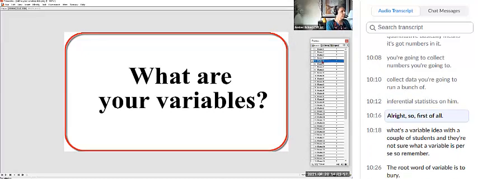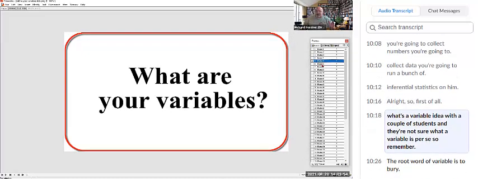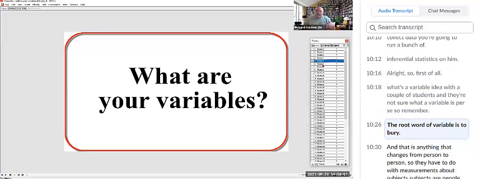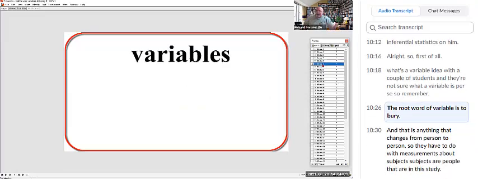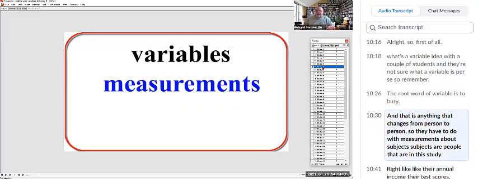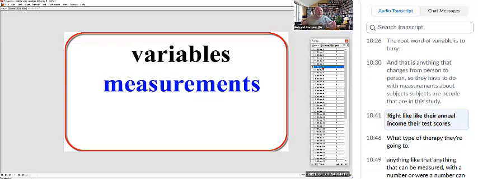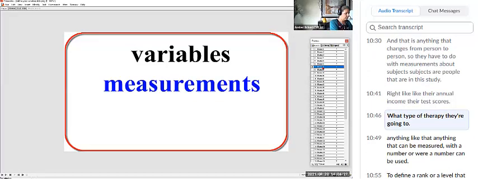All right. So first of all, what's a variable? I deal with a couple of students and they're not sure what a variable is per se. So remember, the root word of variable is to vary. And that is anything that changes from person to person. So they have to deal with measurements about subjects. Subjects are people who are in the study, right? Like their annual income, their test scores, what type of therapy they're going to, anything like that.